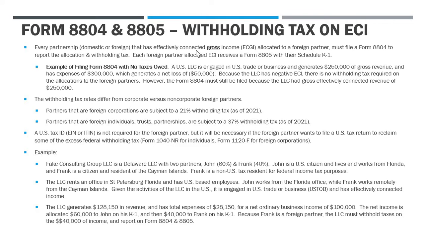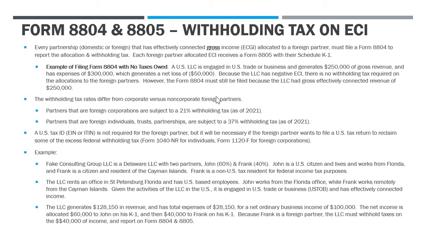Now, the reason I highlight gross here is because you can have scenarios where partnerships have gross effectively connected income, but they operate at a loss. They still need to file the 8804, right? So if we look at this example here, if we have a U.S. LLC that's engaged in U.S. trade or business, and it generates $250,000 in gross revenue and expenses of $300,000, the expenses mean that they're operating at a net loss of $50,000.